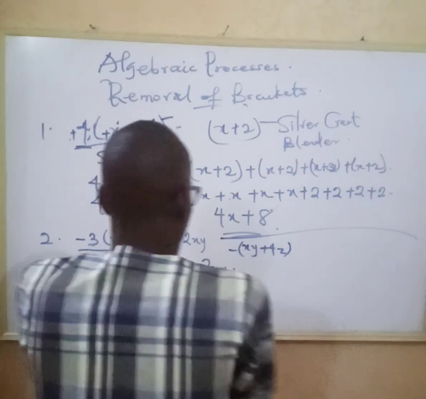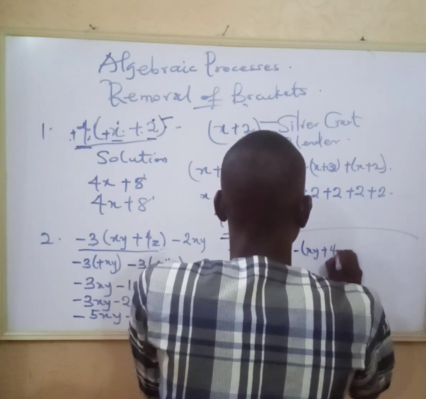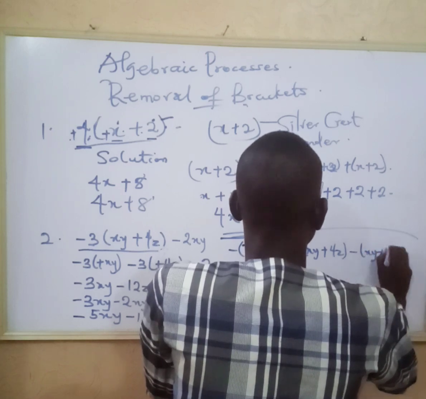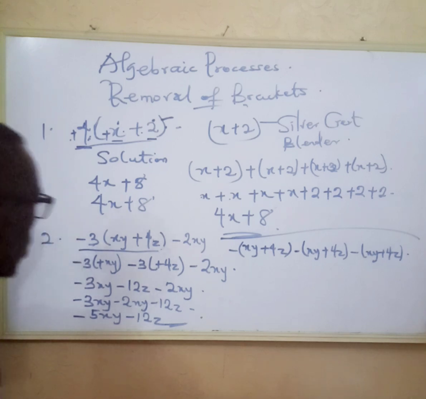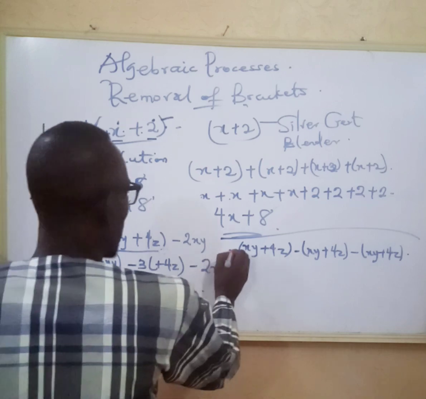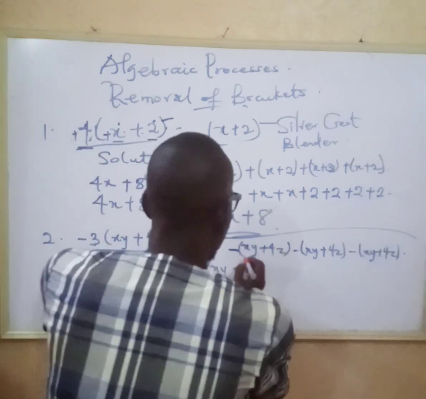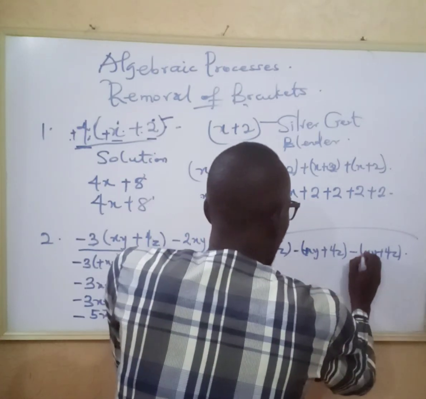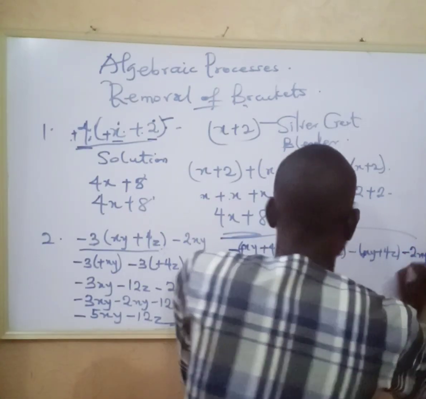We have minus sy plus 4z, minus sy plus 4z. Because of this negative operator, it is acting on the blender. So we are introducing that into each of the blenders now. This is an imaginary plus, as we have said. This is an imaginary plus. This is an imaginary plus. Recall that we still have minus 2sy.